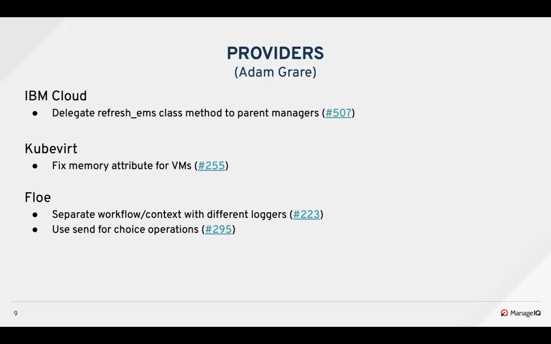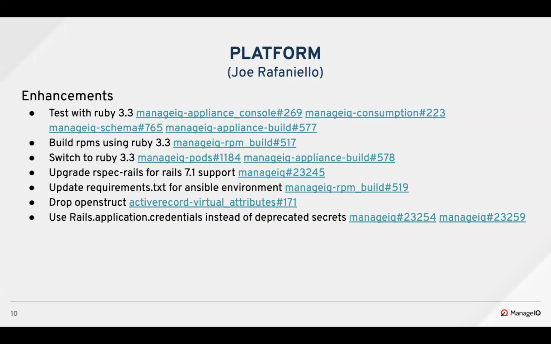For the floe gem, Keenan separated the workflow context loggers so that if you're running multiple instances of a workflow at the same time in parallel, it's easier to identify which logging output is for which workflow. And he also refactored the choice state operations to use send rather than an enormous case statement like it was previously. So that was a nice fix. And that's it for providers. Over to Joe. Thanks, Adam.